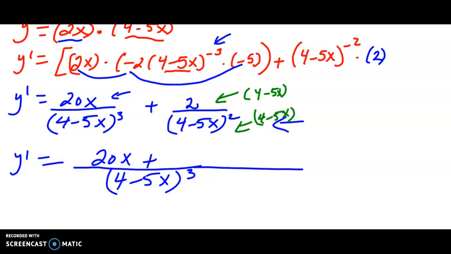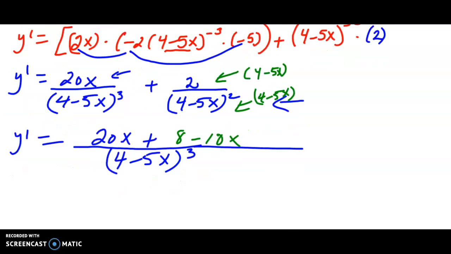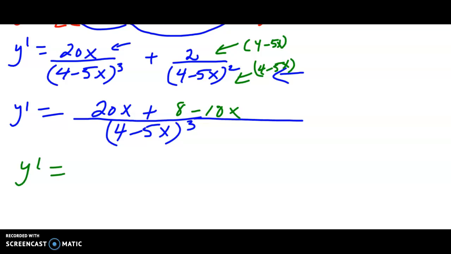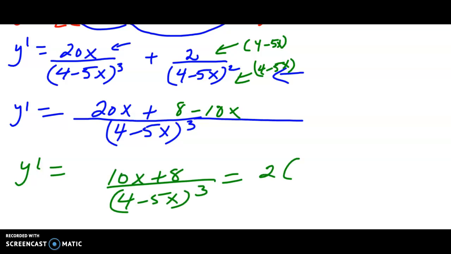So when I multiply the 2 by the 4 minus 5x, I'm going to get 8 subtract 10x. And then I just combine the like terms. So I will get 10x plus 8 over the denominator. And if you like, you can take out a 2 to give you 5x plus 4.